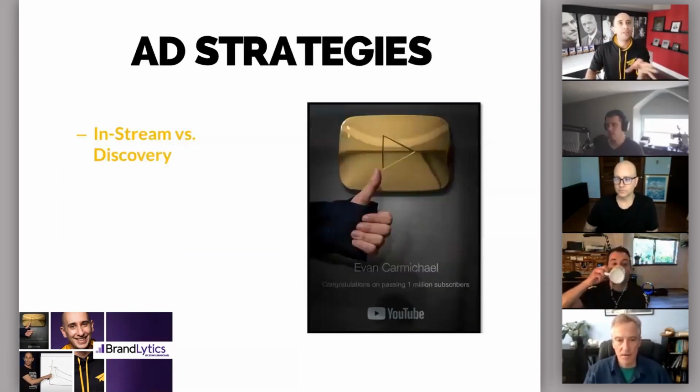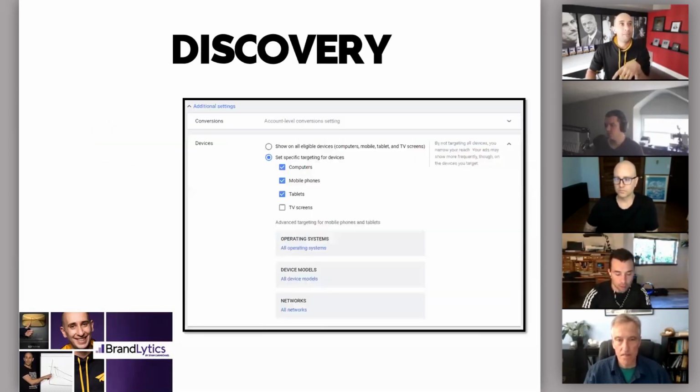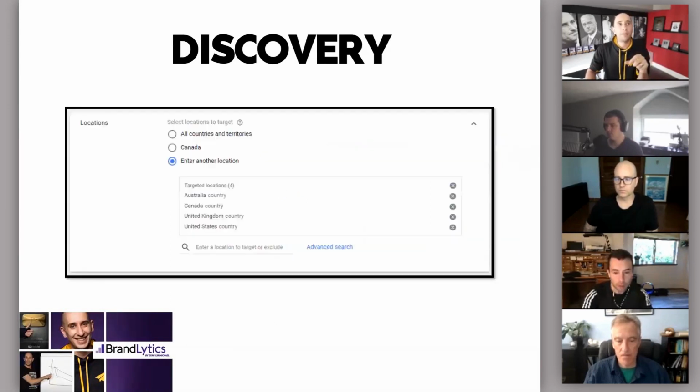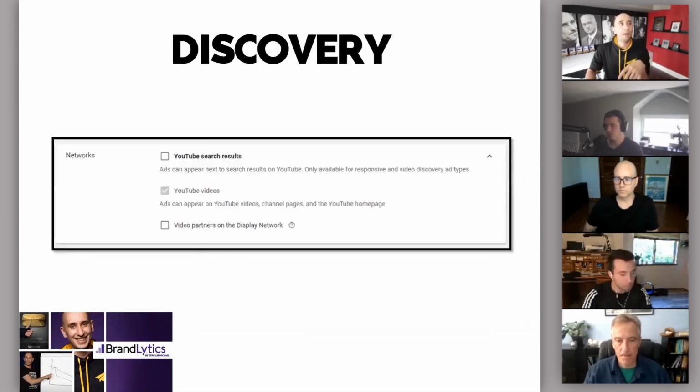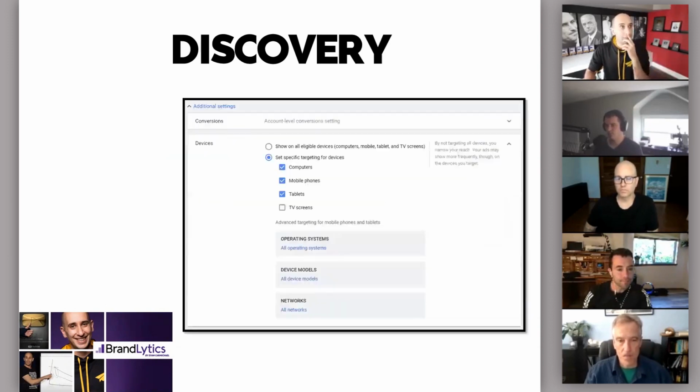Okay, so that's in-stream versus discovery, right? We want discovery, and those are some of the settings to pay attention to help you save a lot of money. Almost everybody gets this wrong. If I'm looking at somebody's campaign, they always have TV screens picked off. They sometimes have countries picked off. They almost always have all three clicked off, and you're just basically losing money with those settings. This will save you a lot of money and get you better results.